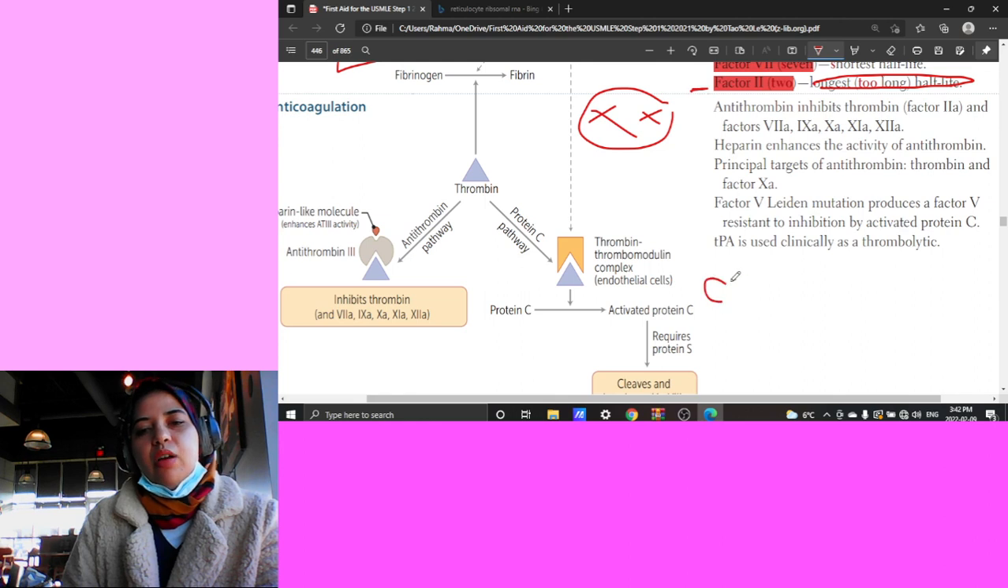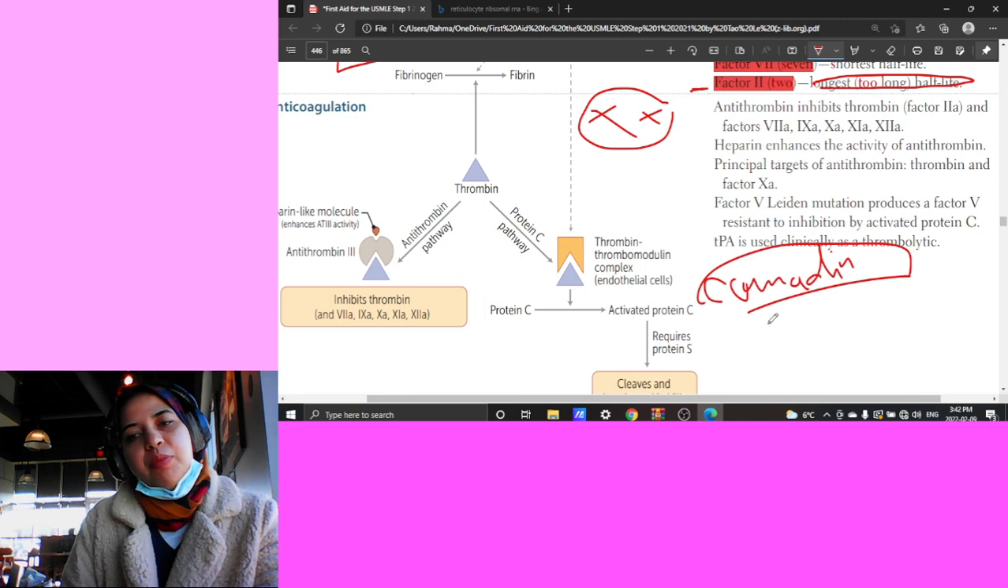need warfarin, you actually do something called a Coumadin bridge. That's Coumadin with a heparin bridge.